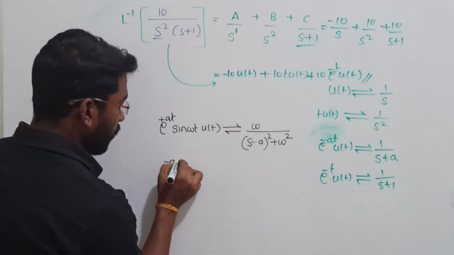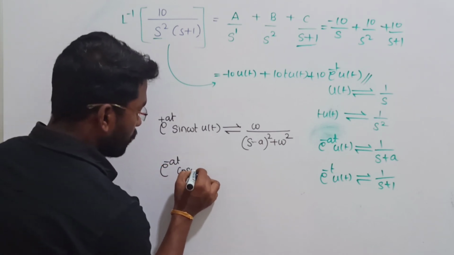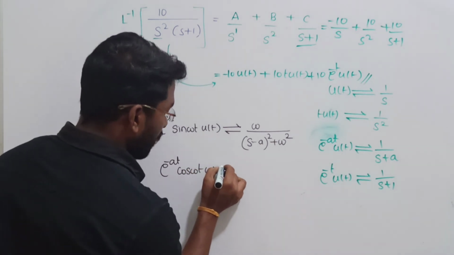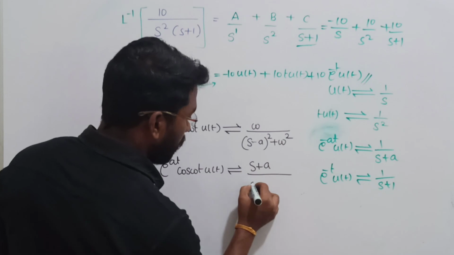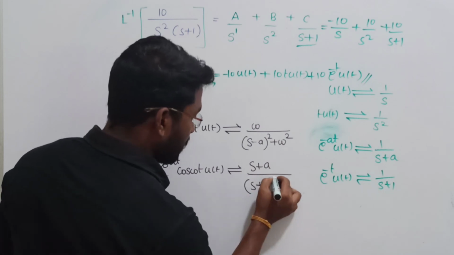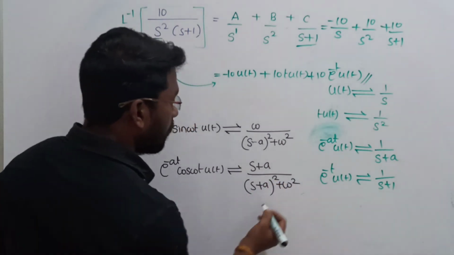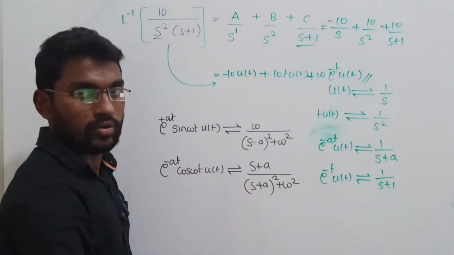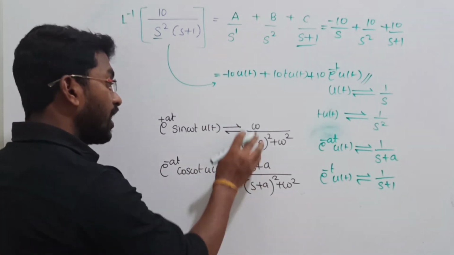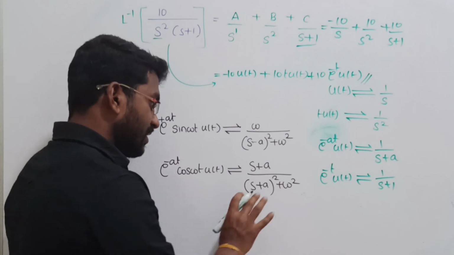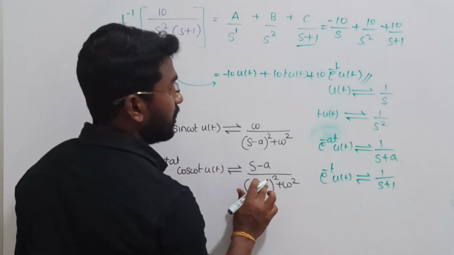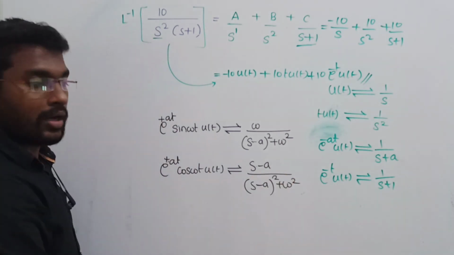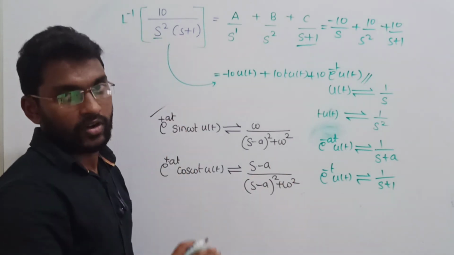Similarly, if I have e power minus at into cos omega t into u of t, in such a case your formula can be written as s plus a upon s plus a whole square plus omega square, because I am going to use this formula also. This is also very very important. Should try to keep these things in your mind, right? Suppose if I have plus here, then here it is going to be minus, s minus a. Clear? So this is all about partial fractions, right?